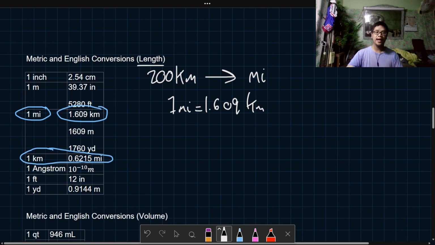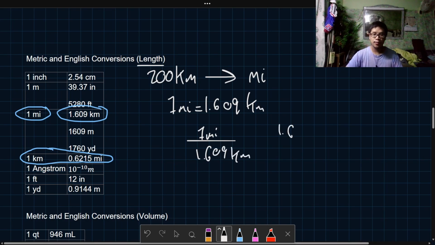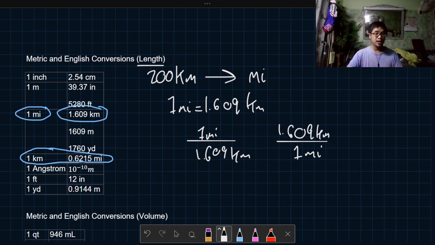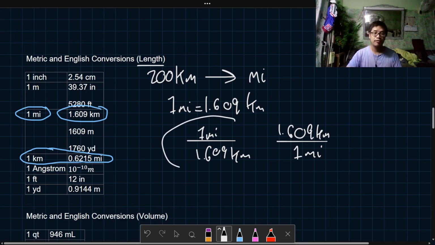By dimensional analysis, you need to have a fraction, and the fraction is either 1 mile all over 1.609 kilometers, or 1.609 kilometers all over 1 mile. So the question is still the same: which one of the fractions are you going to use to multiply 200 kilometers where the kilometer unit will be cancelled? Of course, it's the first one.